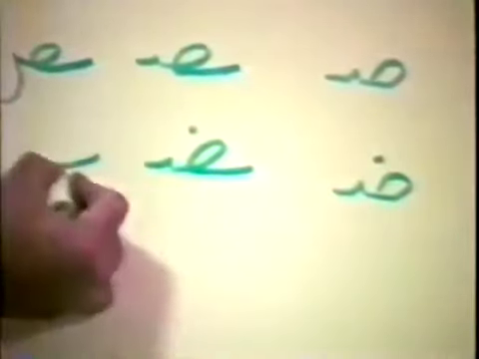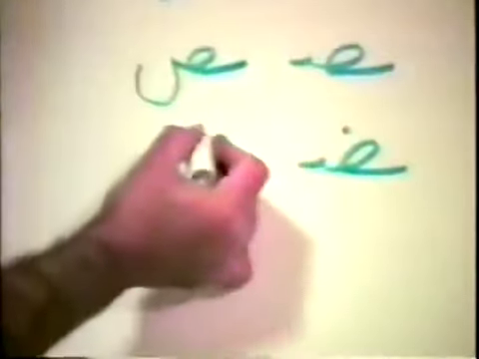This is Sad. The Dad, of course, is exactly the same, except it has the dot on top of it. At the beginning, it looks like this. In the middle, it looks like this. Remember this tooth here? And at the end of the word, it looks like this.